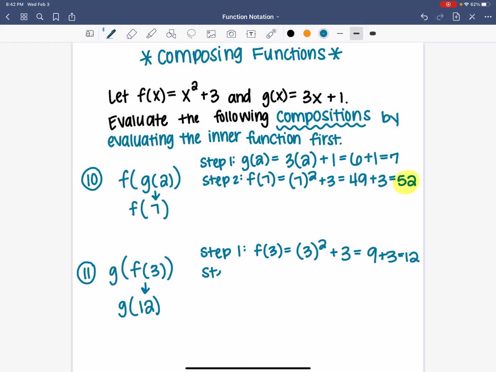So our step 2 is to find g of 12. Right, well that means for g of x, we're going to plug in 12 for x. So that's 3 times 12 plus 1. Right, 3 times 12 is 36, plus 1 gives us 37.